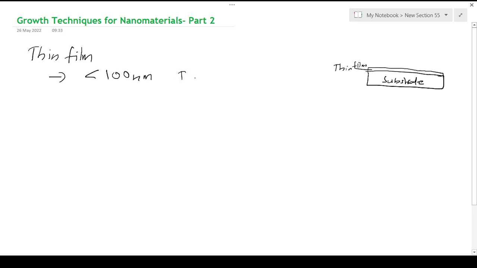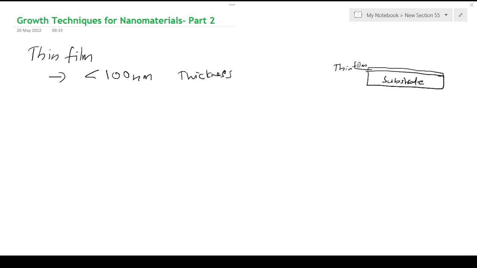So the thickness should be less than 100 nanometer, then you can call that layer coating a thin film. Otherwise you cannot call it a thin film; you would call it a thick film if the film is more than 100 nanometer thickness. That's one important aspect regarding thin film, because we need to understand how we differentiate thin and thick films. The thickness should be less than 100 nanometer. That's the primary point in that regard. Now, how do we prepare these thin films?